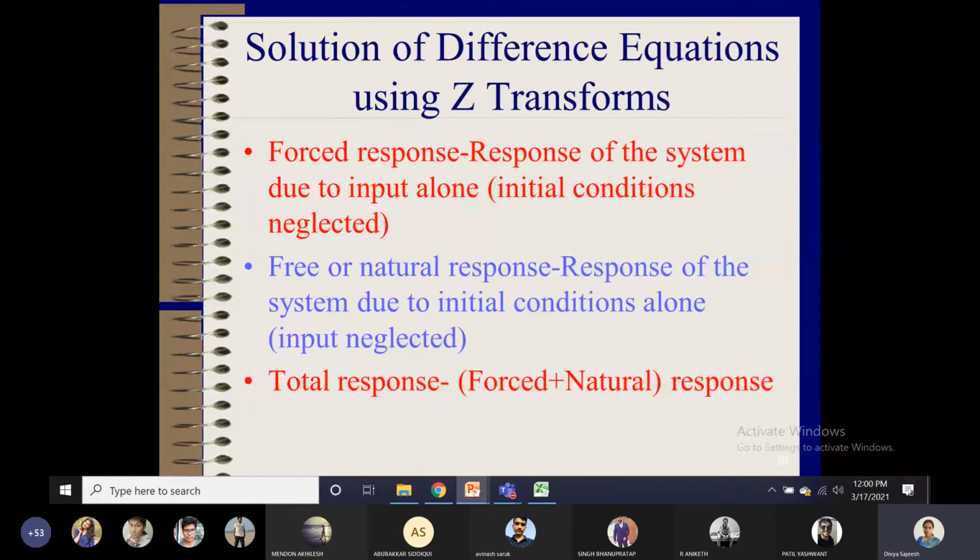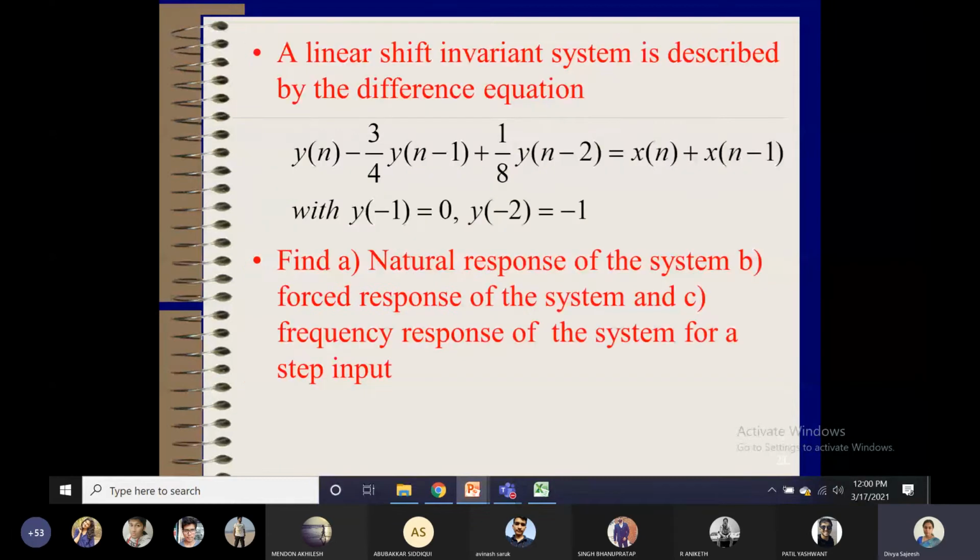Third one is the total response of the system. That is, the actual response of the system will be due to the stored energy plus due to the input applied. So this is the total response, which is the combination of the forced and the natural response. Whereas forced is due to the input alone and natural response is due to the initial conditions alone. Now we are going to see how to obtain these responses for a given system.